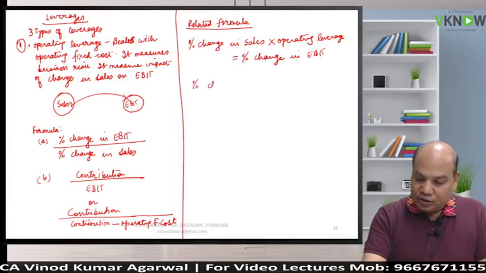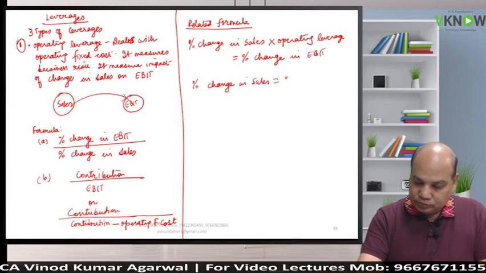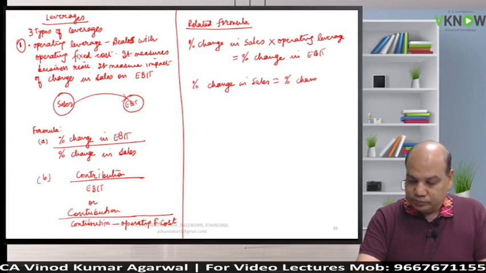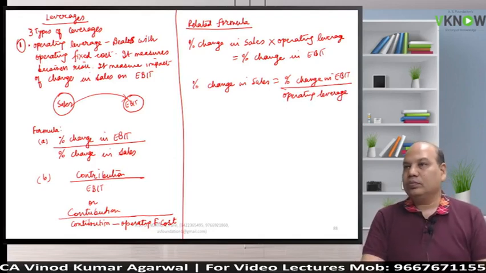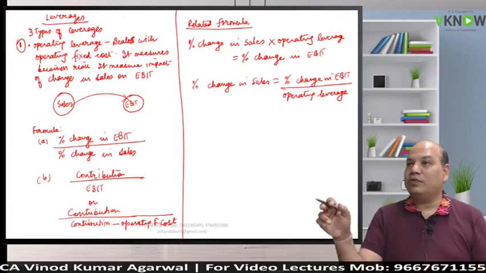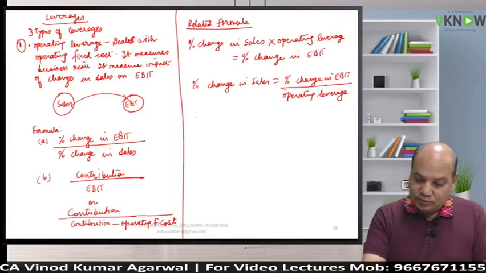Then percentage change in sales is equal to percentage change in EBIT divided by operating leverage. Reverse. If percentage change in EBIT is given, operating leverage is given, we can find out the percentage change in sales. Then we have profit volume ratio.